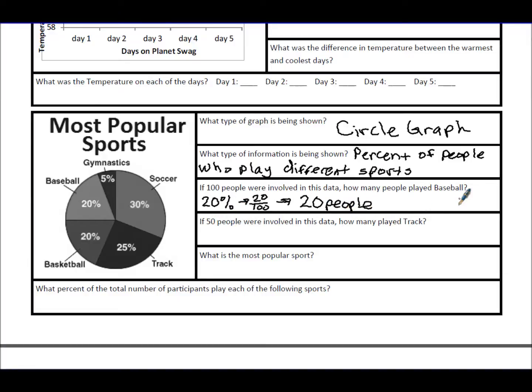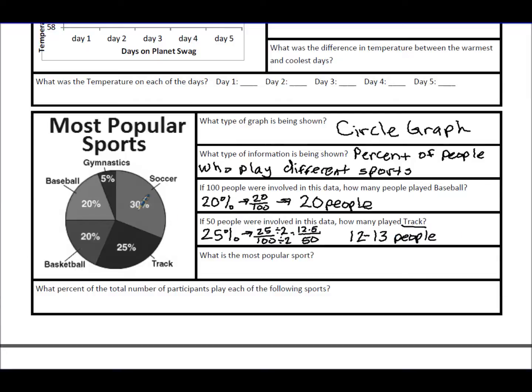If 50 people were involved in this data, then how many ran track? So track, we have 25%, and 25% means 25 out of 100. So we don't want to know if 100 people did, we want to know if 50 people did. So if we divide the top and bottom by 2, 100 divided by 2 is 50, and 25 divided by 2 would give me 12.5. And you can't have half of a person. So this would probably be about 12 to 13 people out of those 50 people who ran track.